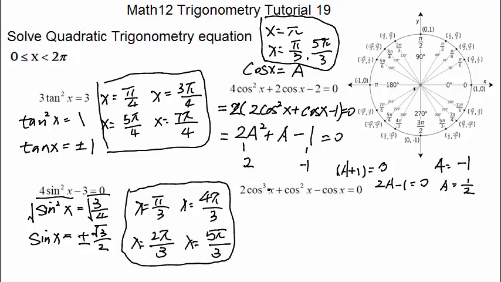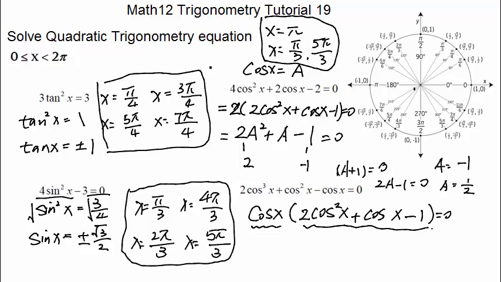We have a cube here, but don't worry. We have a cube, a second power and the first power. We can always factor the cosine x out. So we factor cosine x out. Cosine x times 2 cosine squared x plus cosine x minus 1 equals 0. So we have this term equal to 0, or this term equal to 0. So this term equal to 0, let's change to a different color pen here. So cosine x equals 0, or this thing equals 0.